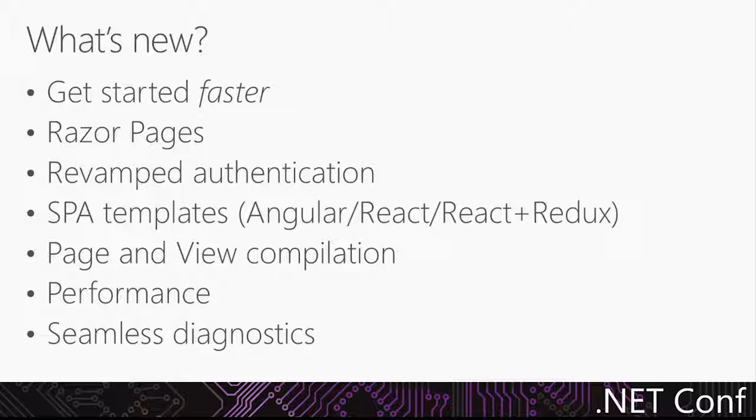First of all, it's a lot easier to get started faster with ASP.NET Core 2.0. There are fewer files you have to deal with, fewer lines of code. We've introduced a new application model that's page-based. We call it Razor Pages. That makes it super easy to write dynamic web UI.